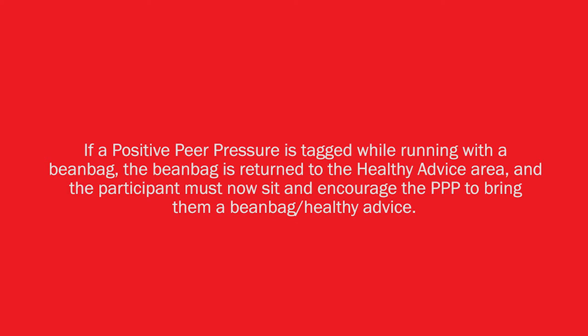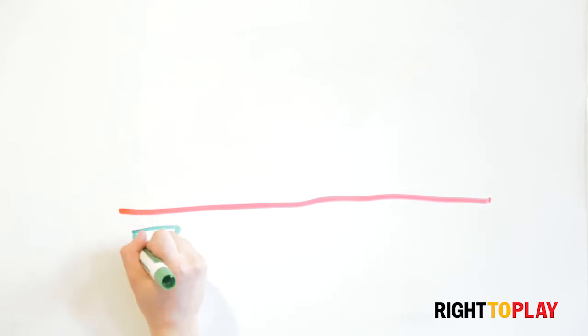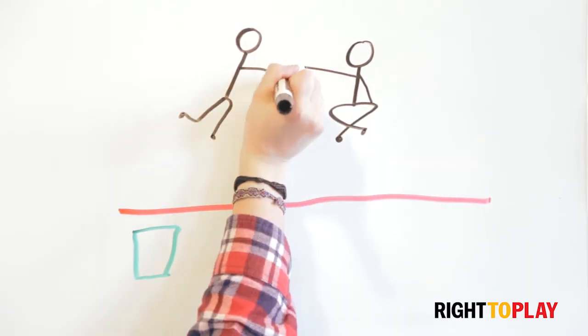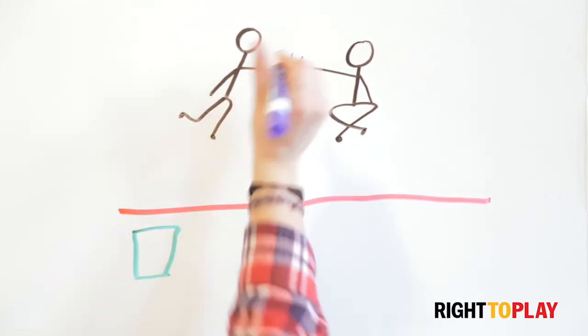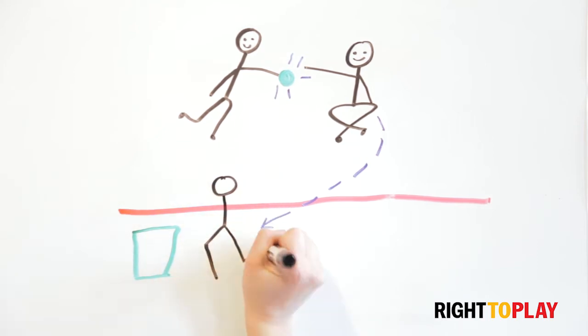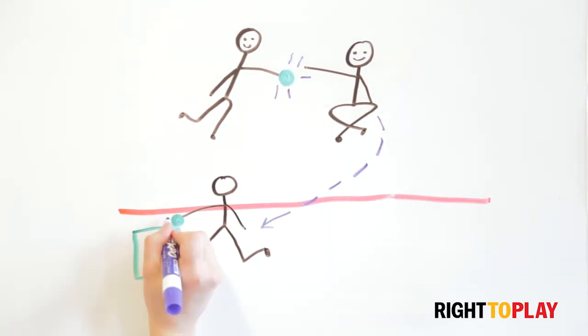Step 4. Challenge positive peer pressure to give a beanbag to a peer who has been tagged. If a positive peer pressure is able to get a beanbag without being tagged, the positive peer pressure can immediately give it to a seated participant, who then runs to a health zone and places it in the bucket. That participant is now free to play again.